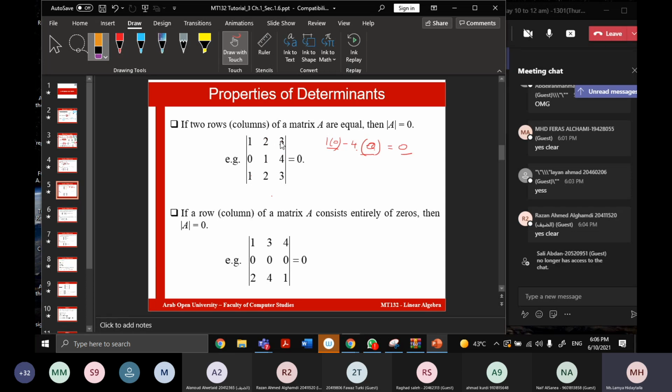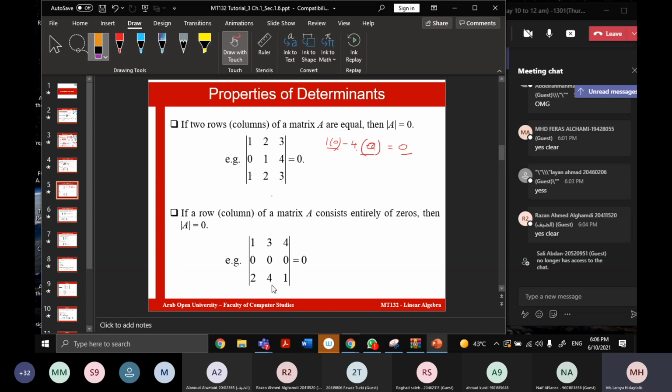Not only equal rows, equal columns too. If this were 3, 4, 3, for example, here 3, 4, 3, from the first look, what is the determinant of this? It is going to be equal to zero. Why? I have two equal rows, or I have two equal columns. Clear?